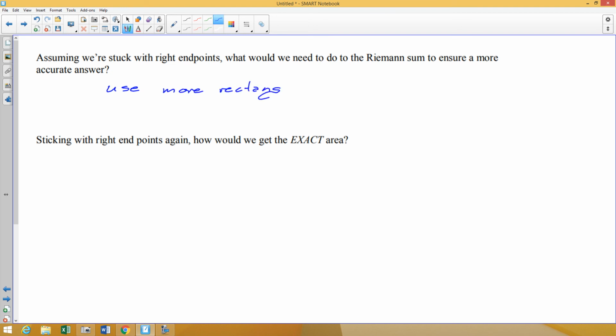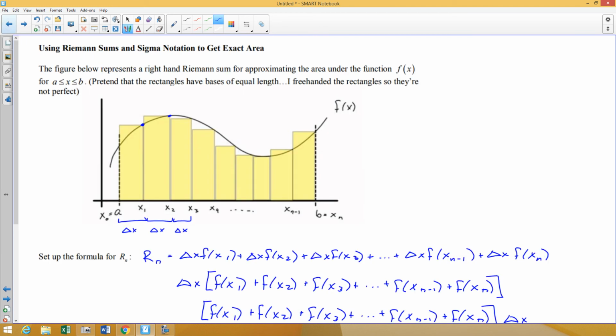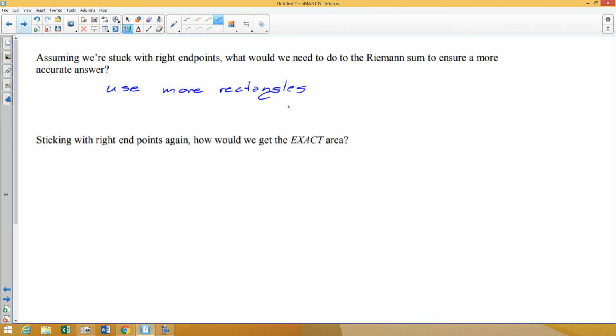or more subdivisions if you want to be kind of technical with it. But we're going to use more rectangles or subdivisions. And if we are sticking with right endpoints, what would I need to do to get the exact area? Well, to get the exact area, I need to take so many rectangles that there is no error in the approximation, which means the number of rectangles needs to approach infinity. So the number of rectangles needs to increase towards infinity. Right, so that's how we're going to get exact area.